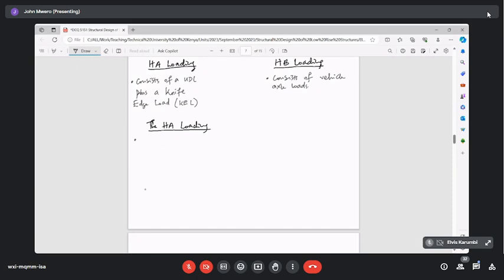So the BS that we have just opened and looked at, figure 11, it specifies that the HL loading should consist of a UDL of 30 kilonewtons per meter per lane, and a knife edge load, KEL, of 120 kilonewtons per lane.